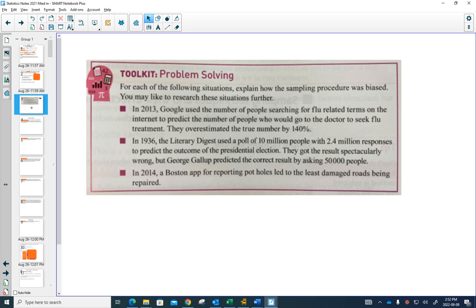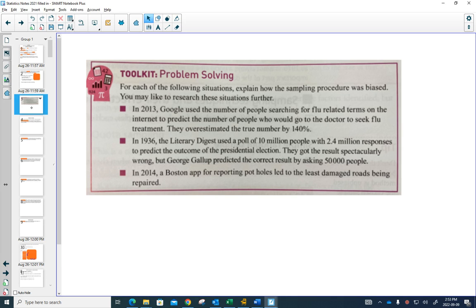In 1936, Literary Digest used a poll of 10 million people, with 2.4 million responses, to predict the outcome of the presidential election. They got the result spectacularly wrong. But George Gallup, have you ever heard of a Gallup poll? That's named after this guy. He predicted the correct result by only asking 50,000 people, which is crazy. How did he figure out which 50,000 to ask? And that's not very many. Maybe he just got lucky, as opposed to a 10 million person poll, right?